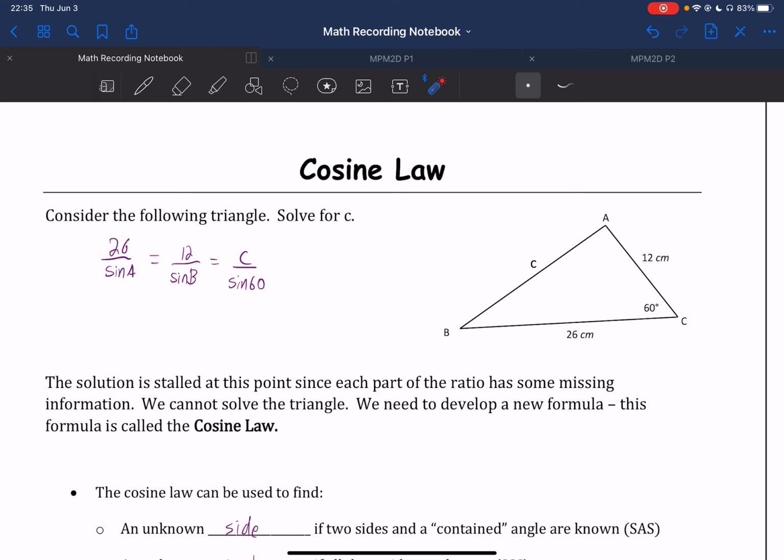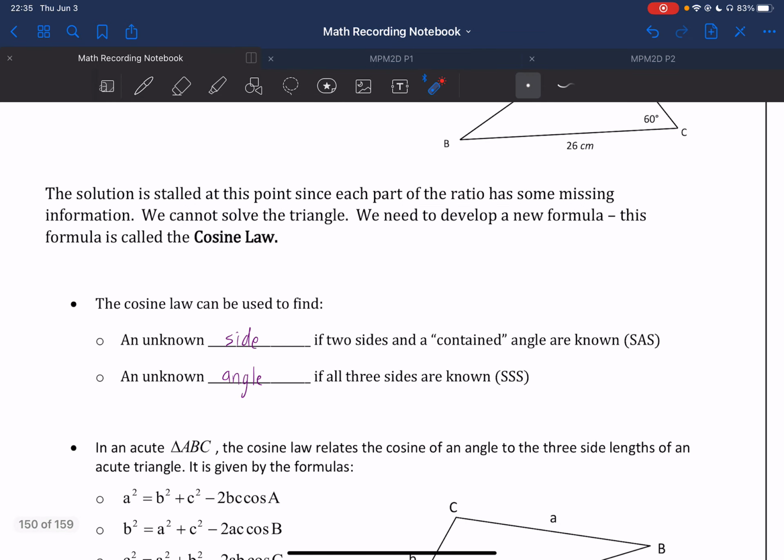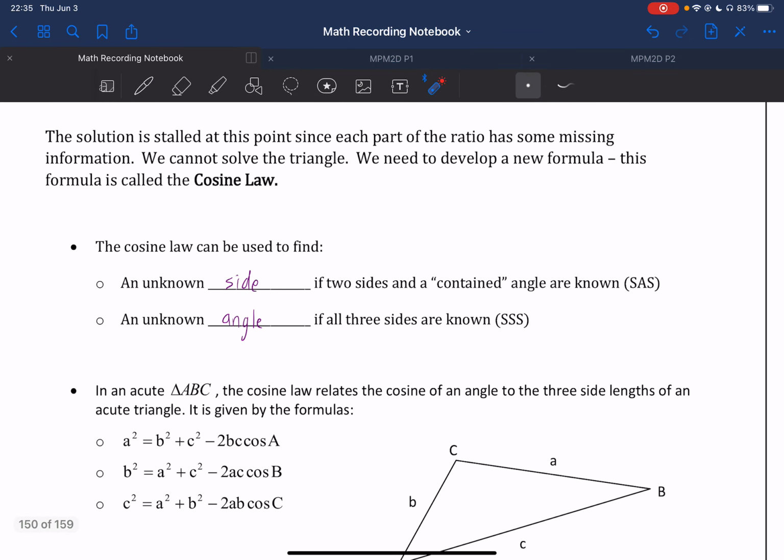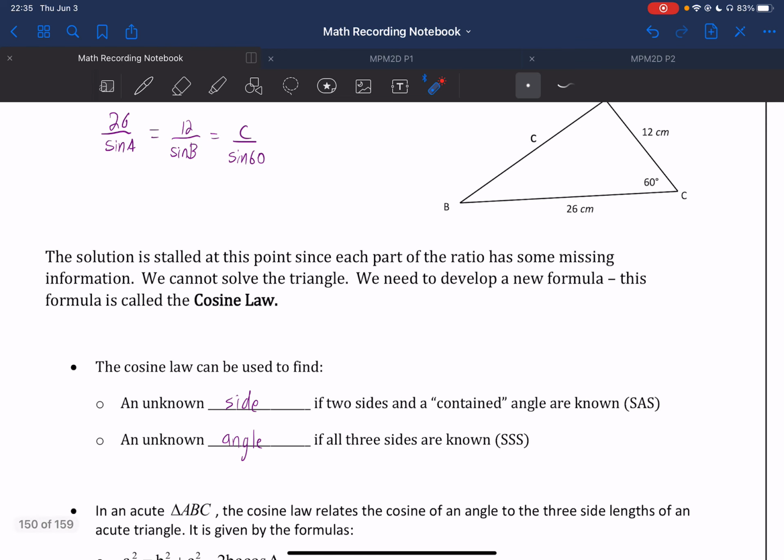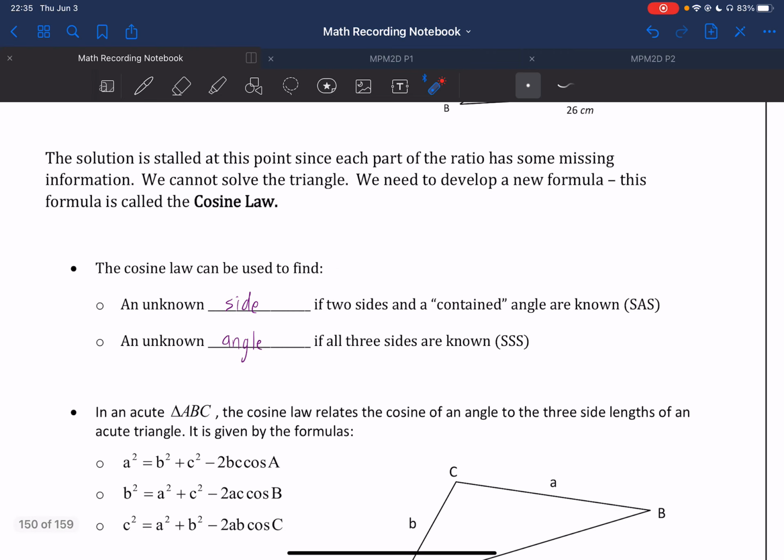So we need to have another formula in order to find these out. This is where cosine law comes into account. Cosine law can be used to find an unknown side if we have two sides and a contained angle. So if you look up here, what I mean by contained angle: I have two sides here, and this angle is wedged between the sides that we know. Or we can use it if we have an unknown angle and all three sides are known.